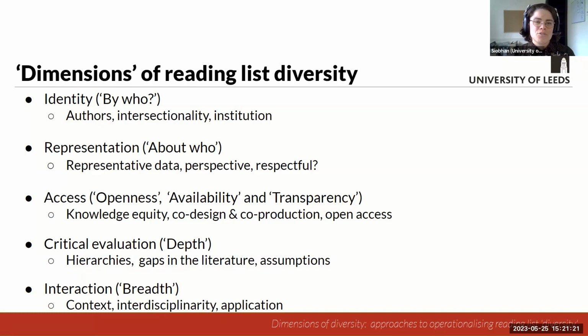So to talk you through it, the dimensions I have worked with here are identity, which is about the author identity, the one you might be familiar with, which is about authors, intersectionality, institution, where has it been published, so by whom. The representation aspect of literature, which is more about who this has been written about. Is this representative data? Whose perspective are we hearing here? Is it respectful representation? Who is talking about whom?